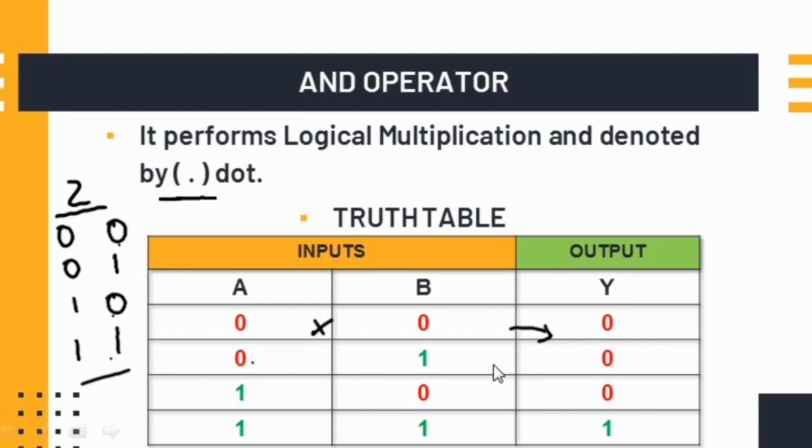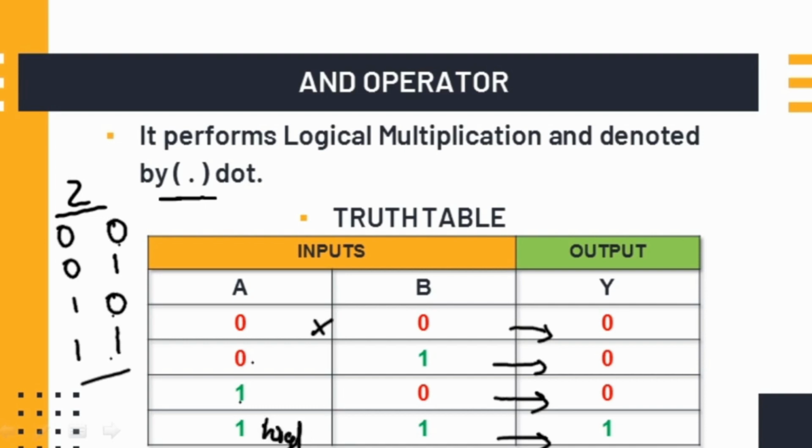The result we get is 0. And then we multiply 0 and 1. The result will be 0 once again. And then 0 and 0 gives 0. So when we multiply 1 into 1, we'll get 1 as an output value.